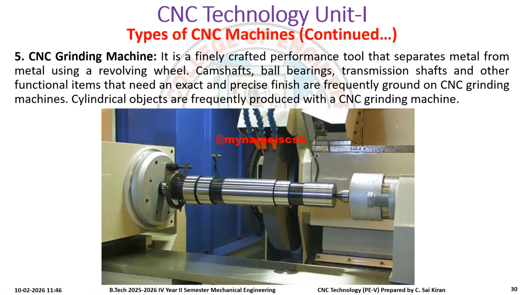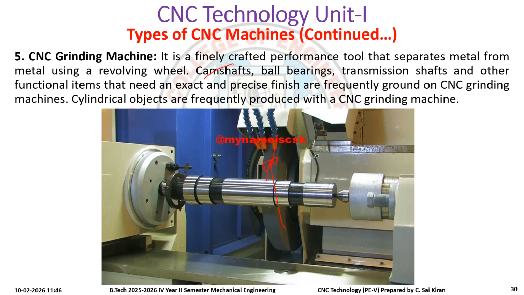Next, the grinding machine. This is our grinding machine. On this shaft we have to make sure that it is smooth. This is the grinding wheel. The grinding wheel will roll continuously and move front and back, so that we get a very smooth surface finish.